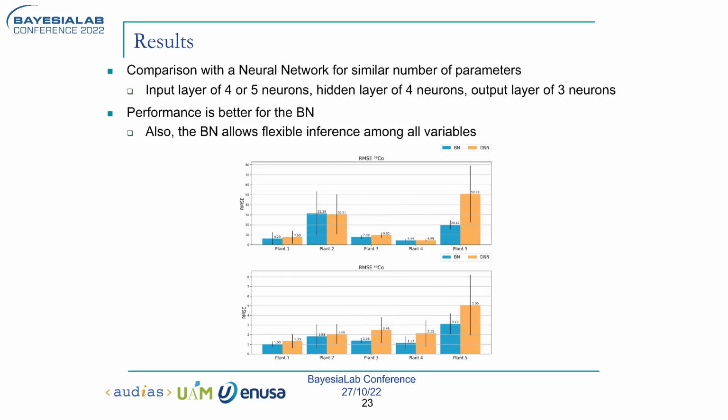In some ways, very clear. So the performance of the Bayesian network is similar or even better than the neural network in some of the plants, but also the Bayesian network allows for interpretation and for flexible inference among variables. With a neural network, you have an input and you have an output. You cannot infer the input from the output in general. With the Bayesian network, you can flexibly infer any variable from any other variable. So you can observe any variables you like and infer the latent variables from the observed variables in a flexible way.